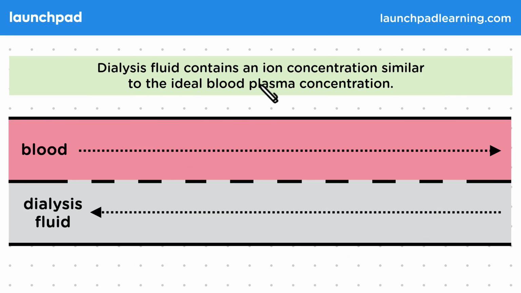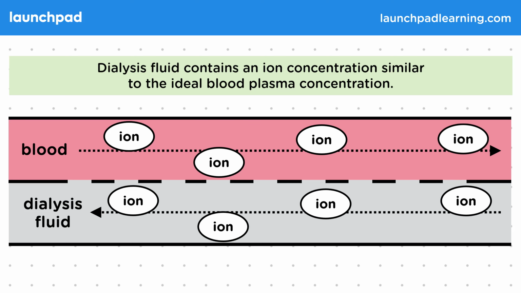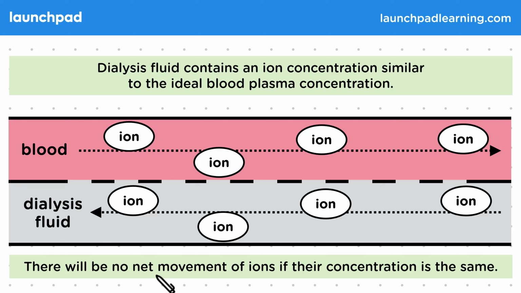Dialysis fluid contains an ion concentration similar to the ideal blood plasma concentration. In this scenario, individual ions might diffuse in both directions due to the normal movement of liquids. There will be no net movement of ions if their concentration is the same both in the dialysis fluid and the blood. Remember that net means overall, so net movement means overall movement of ions. This is really important because it means that a patient with a healthy level of ions will maintain that level during their dialysis treatment. But what if the ions in the patient's blood were too high?